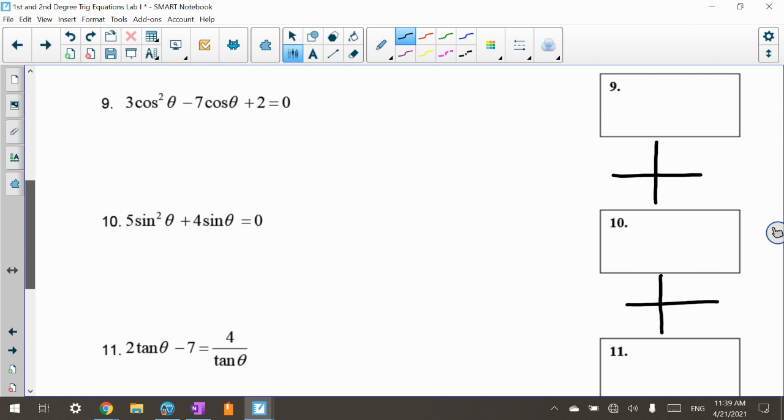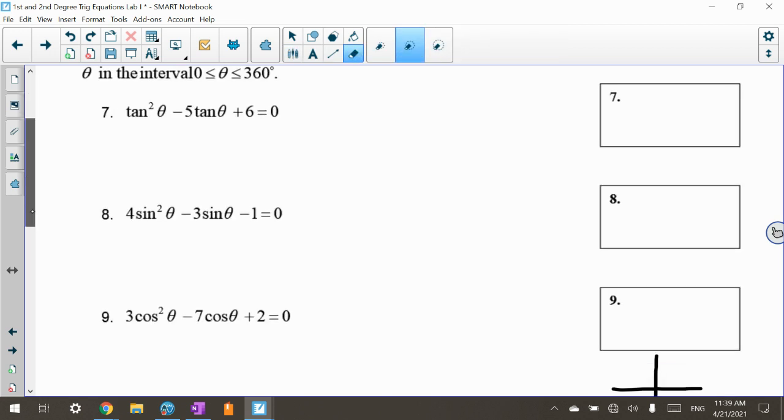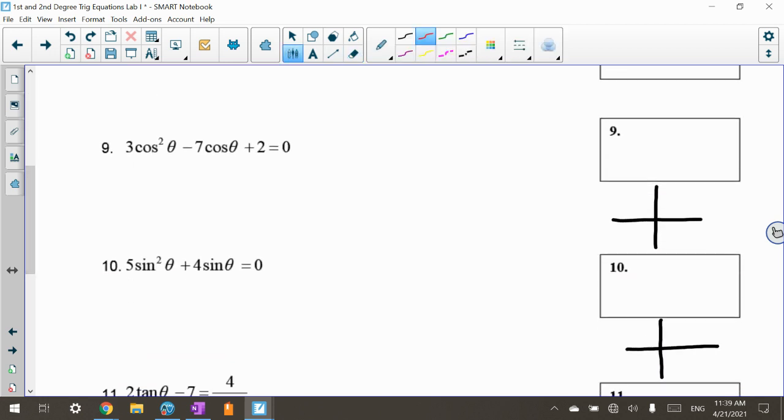For number 9, I see that it's a quadratic. It's already set up nicely, so it's equal to 0, so I'm going to stack and rack and say A equals, B equals, C equals, and D equals. So A is 3, B is -7, C is 2. And when I do B squared minus 4AC for number 9, I get a nice number 25.